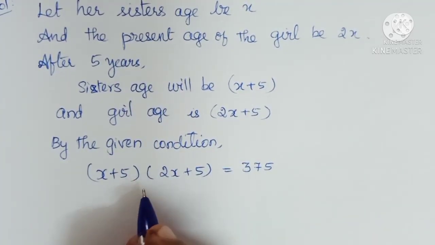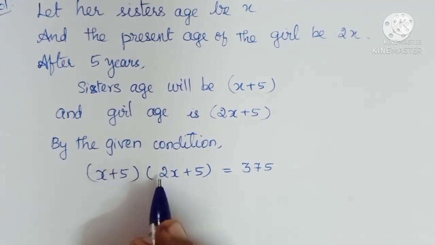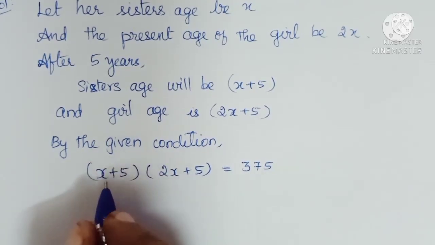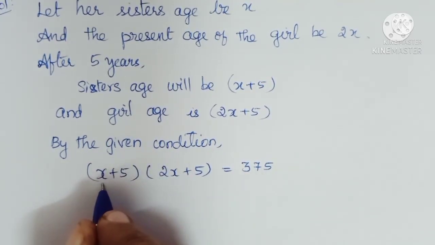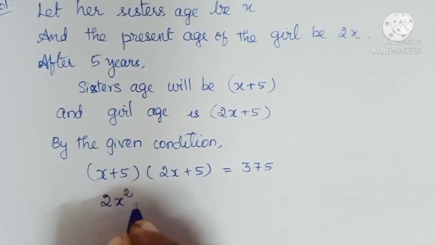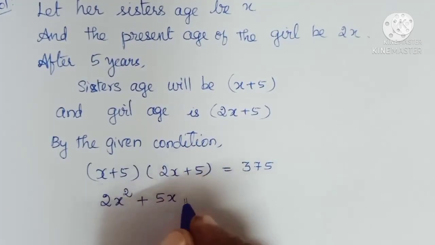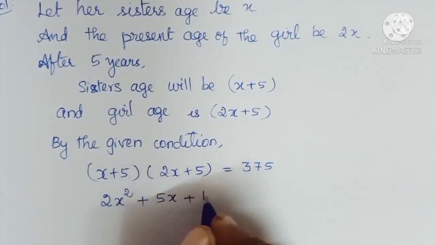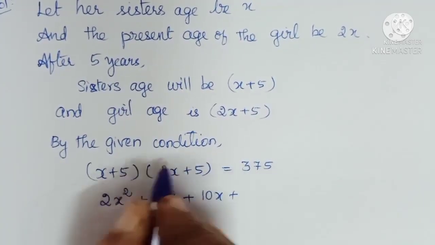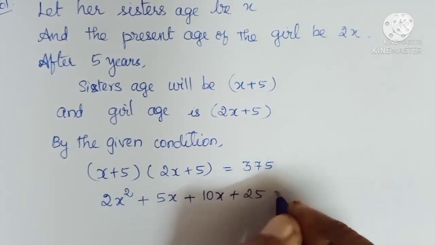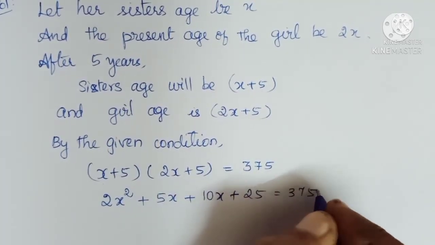Now we are going to multiply. That is, we are going to bring this equation into quadratic form. Then we are going to find the value of x. Now first we are going to multiply these two bracket values. First I am taking x and multiplying with these two terms, so you will get 2x squared plus 5x. Then you take plus 5 and multiply with this one. 5 into 2x is 10x. Plus 5 into 5 is 25, that is equal to 375.